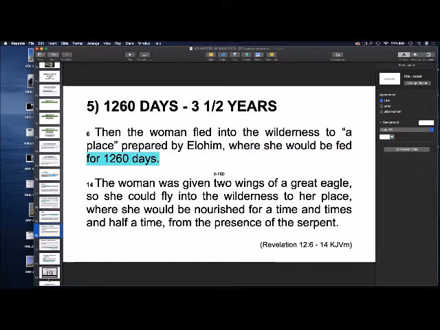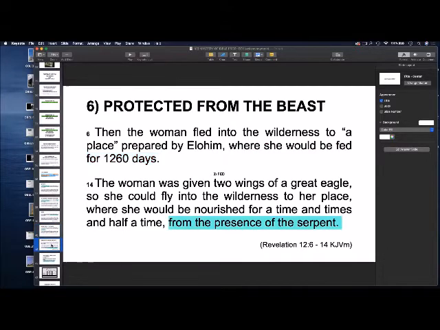for 1260 days, which is 3.5 years. And it is there she's going to be protected from the beast. So I want to go into more detail.